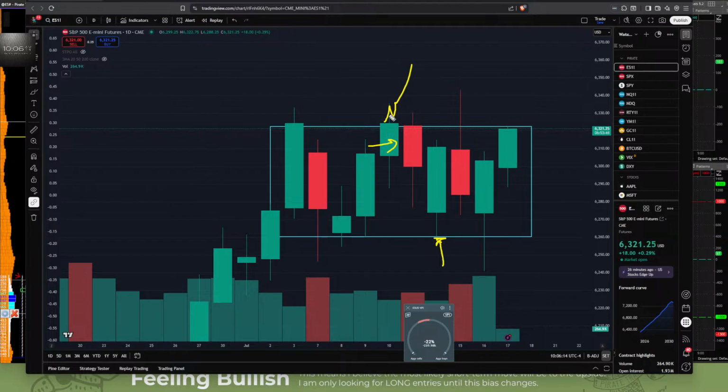We couldn't break out of balance. And if you can't break out of balance, you're heading to the balance area low. And then this happened in the overnight. And the very next day I said, because we tested the balance area low, we might be heading back up to the balance area high.